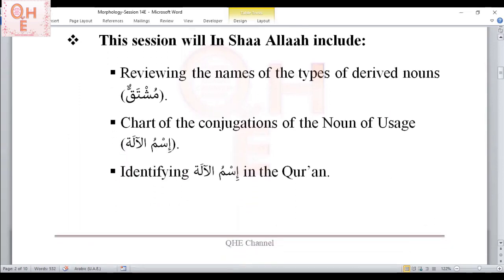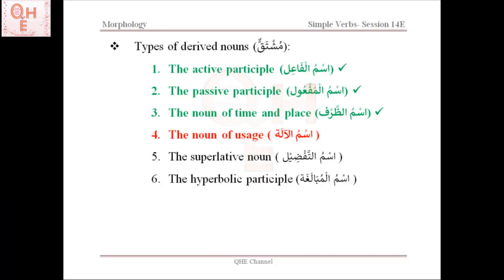Let's go over the list of mushtaq nouns. So, alhamdulillah, we learned so far the active participle, ismul fa'il. We learned the passive participle, ismul maf'ul. We learned the noun of time and place, ismul zarf. And today, inshallah, we are going to learn about the noun of usage, ismul ala.